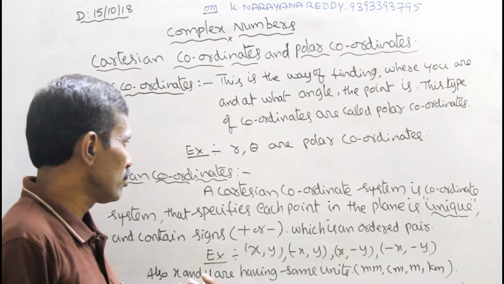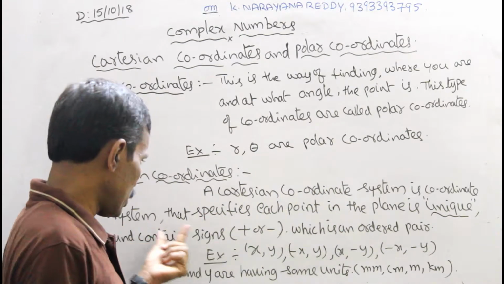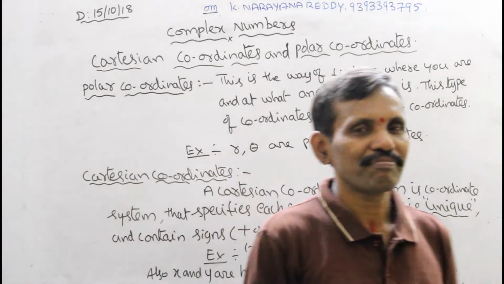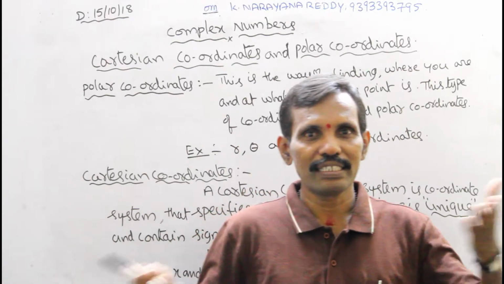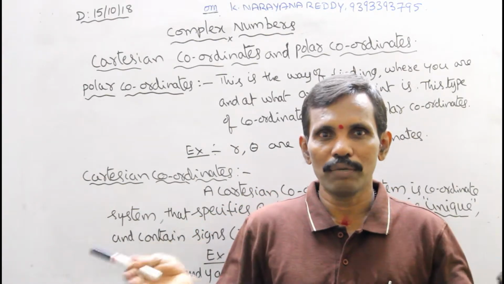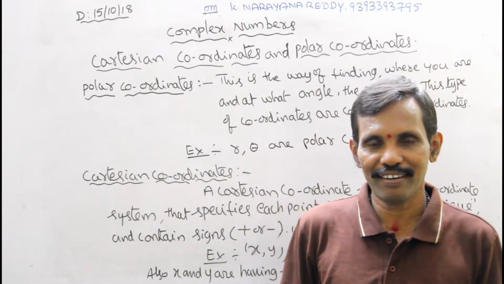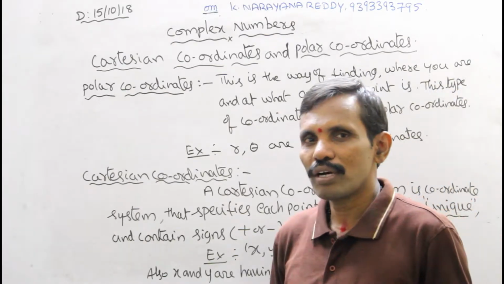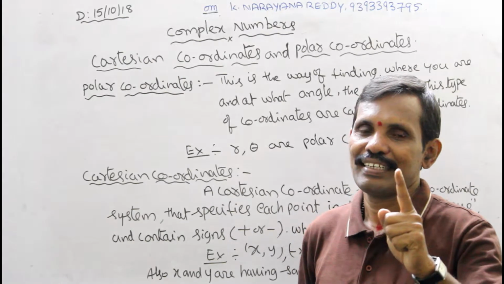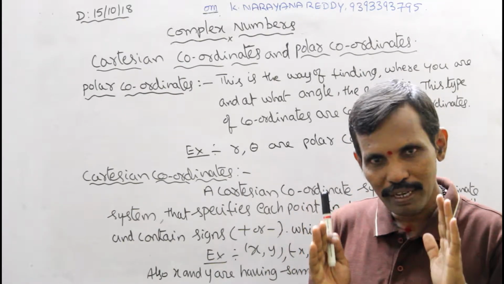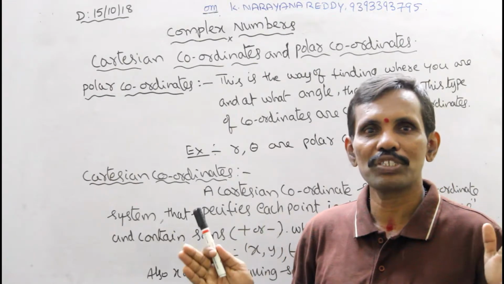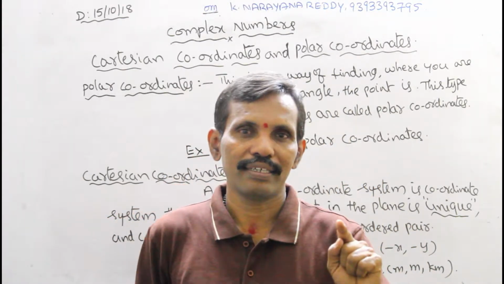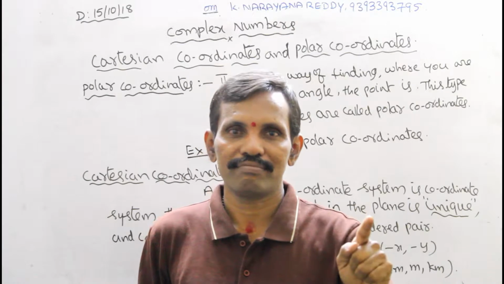So this is polar coordinates. Next one is the Cartesian coordinate system. A Cartesian coordinate system is a coordinate system that specifies each point in the plane. India is a plane, AP is a plane, the world is a plane. Each point in the plane is unique. Unique means only one point; we don't have two or three points. Two coordinates are for each point.